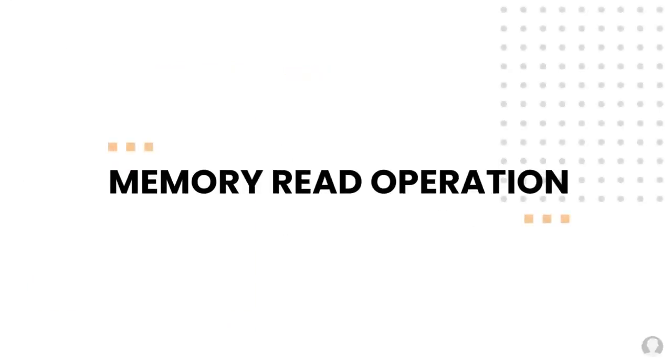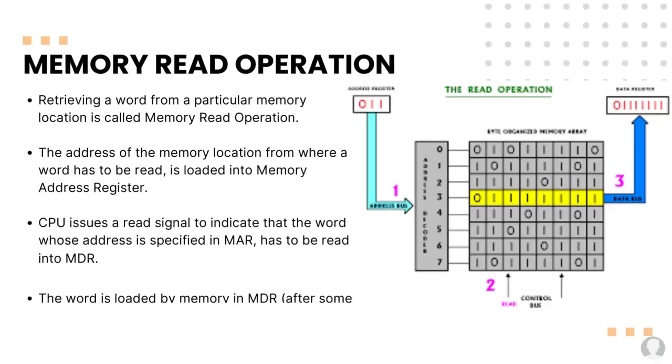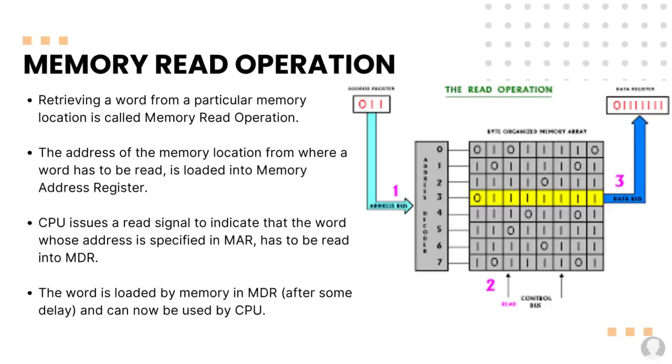Let us go into detail about memory read operation. Memory read operation is retrieving a word from a particular memory location. The address of the memory location from where a word has to be read is loaded into memory address register, MAR. CPU issues a read signal to indicate that the word whose address is specified in MAR has to be read into MDR. The word is loaded by memory in MDR after some delay and can now be used by CPU.